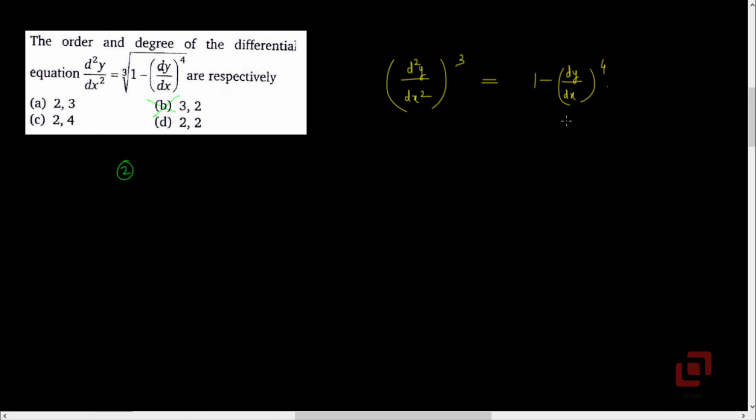Now we have two derivatives. The degree of d2y by dx squared is 3 and the degree of dy by dx is 4. However, when we determine degree of the differential equation, we are always interested in the degree of the highest order derivative, and that is 3. So order is 2 and degree is 3, option A.